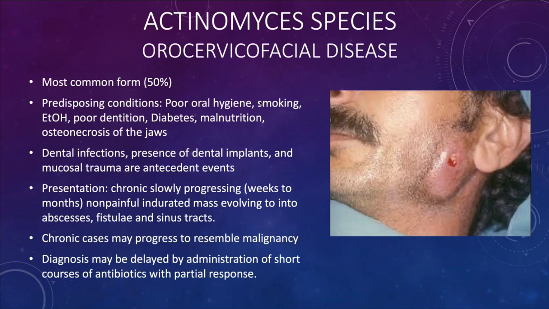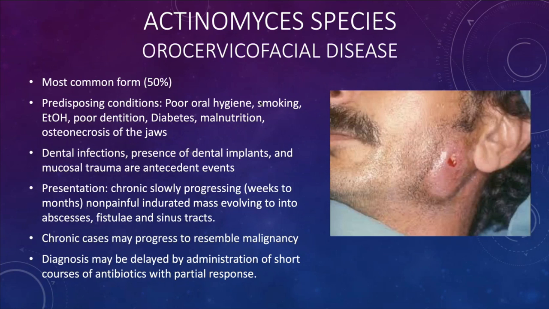So speaking about oral cervicofacial disease, this is the most common form, and patients can be predisposed to developing cervicofacial actinomycosis by some of their habits. What kinds of habits? Poor oral hygiene, for example, smoking, alcohol use, poor dentition, having frequent dental caries, or having metabolic syndromes like type 2 diabetes, being malnourished, or somebody with head and neck cancer who has osteonecrosis of the jaws. You can also be at risk for actinomycosis if you have dental implants. Some people have dental implants, they have bone grafting of the jaw, that can lead to Actinomyces. Mucosal trauma as well, somebody who, for example, has trauma to the jaw through an auto accident, for example, or a traumatic extraction of dental tissue.